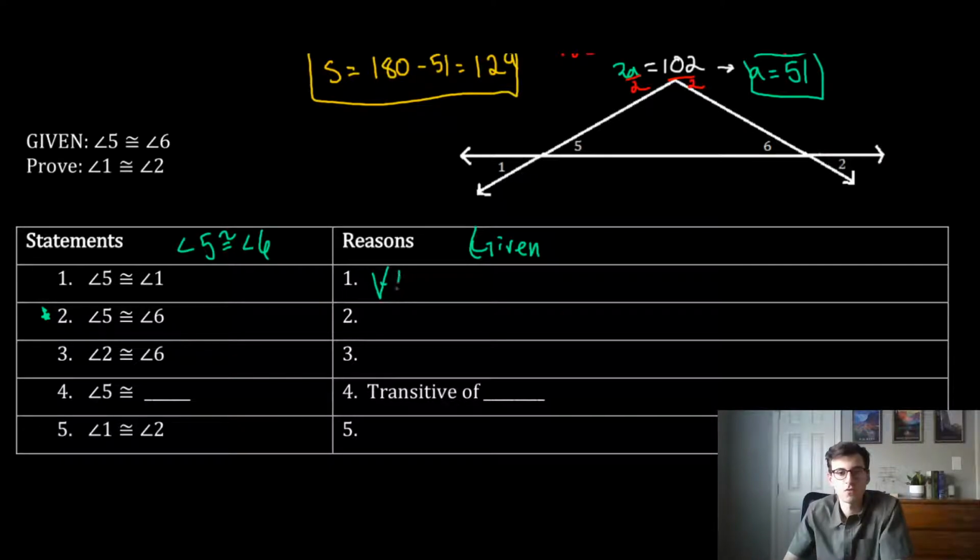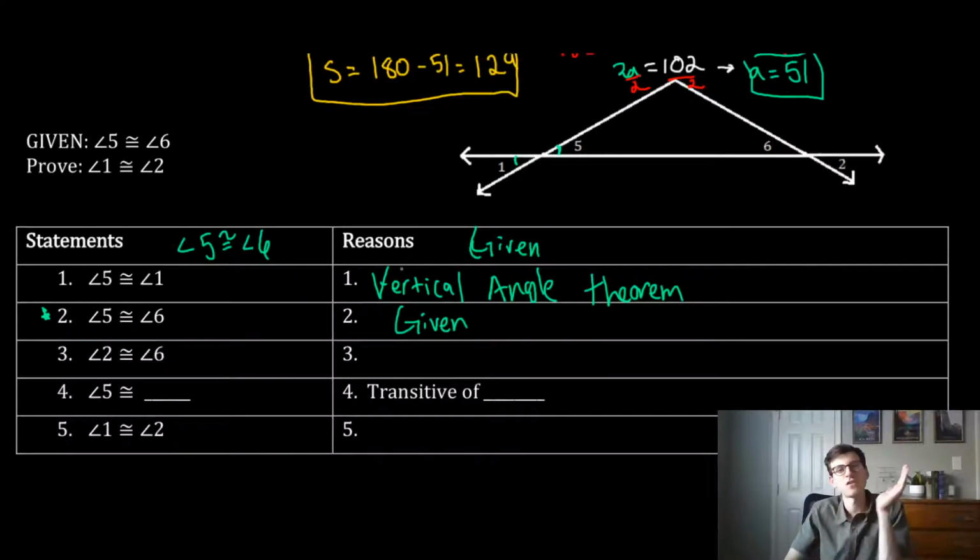Well, that's the vertical angle theorem. I'll write it all the way out for you. You could write VAT, I don't mind. The vertical angle theorem. 5 and 1 are formed by the same lines. They're across from each other, so they are congruent. Okay, now 5 congruent to 6, that's given. I got ahead of myself a little bit. But I like to list my givens first. You don't have to, though, but I usually do.